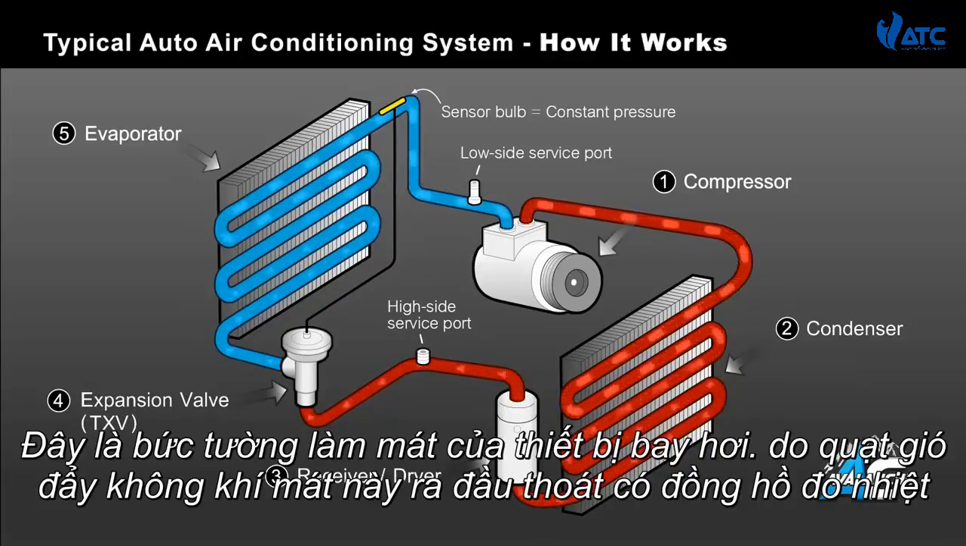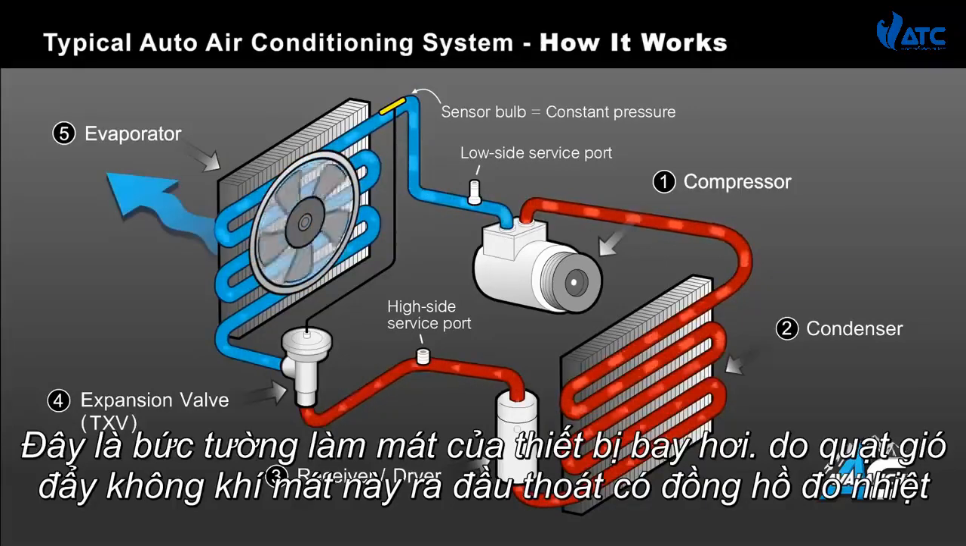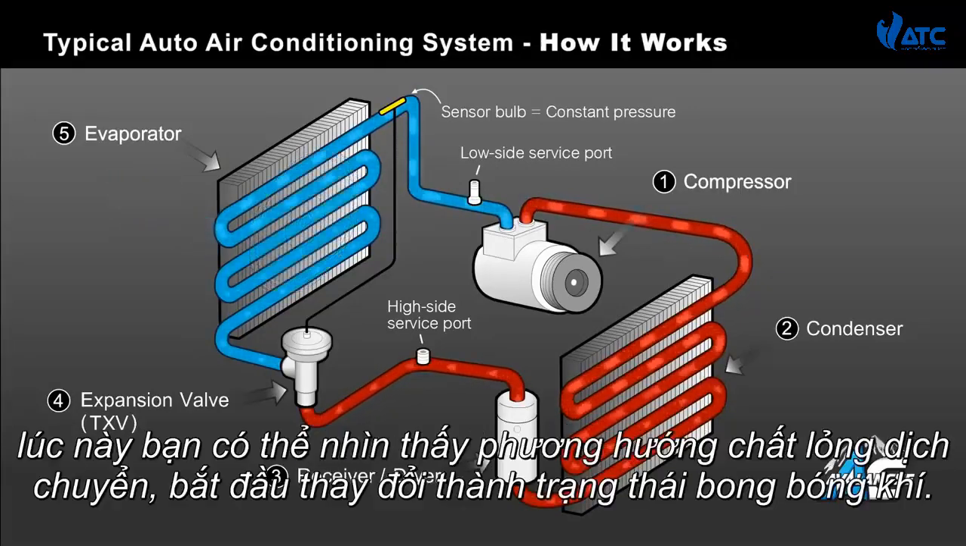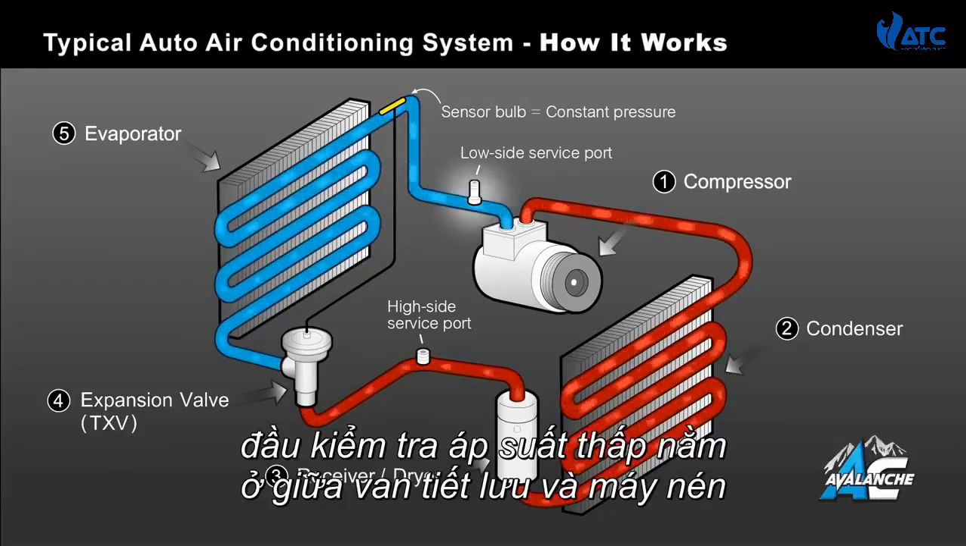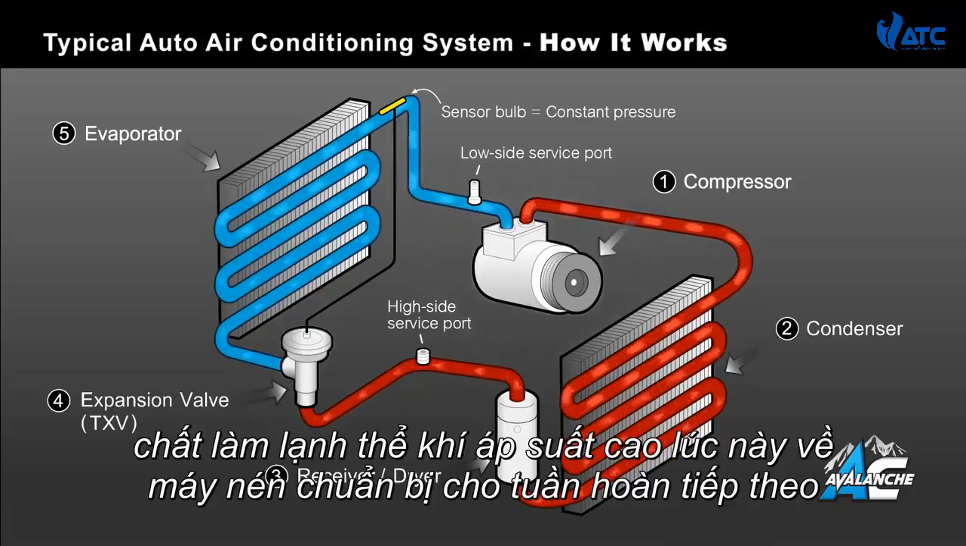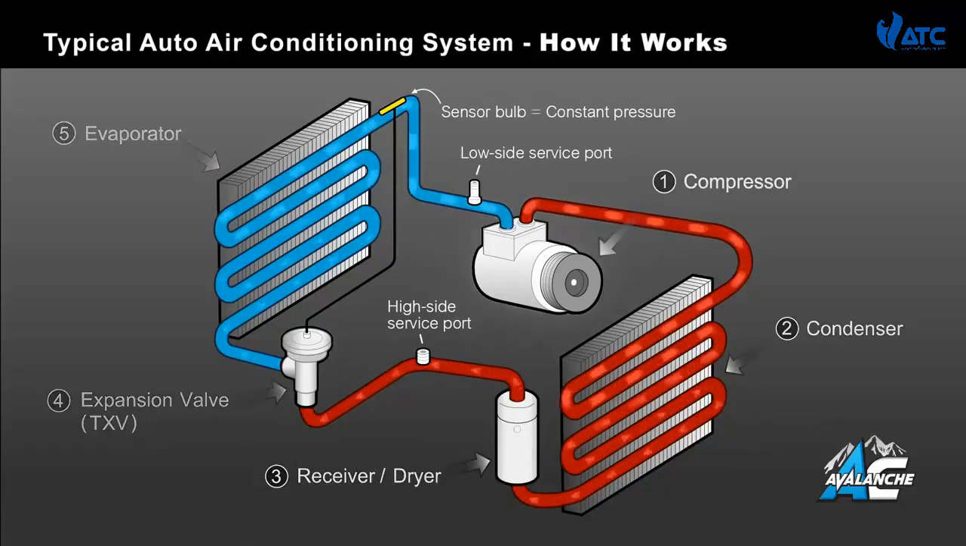This chills the walls of the evaporator, and the blower motor pushes this cool air through the vehicle's dashboard vents. As you can see, the liquid arrows turn back into a gas as indicated by bubbles. The low side service port is located here, between the expansion valve and the compressor. The low-pressure gas then returns to the compressor for another cycle.